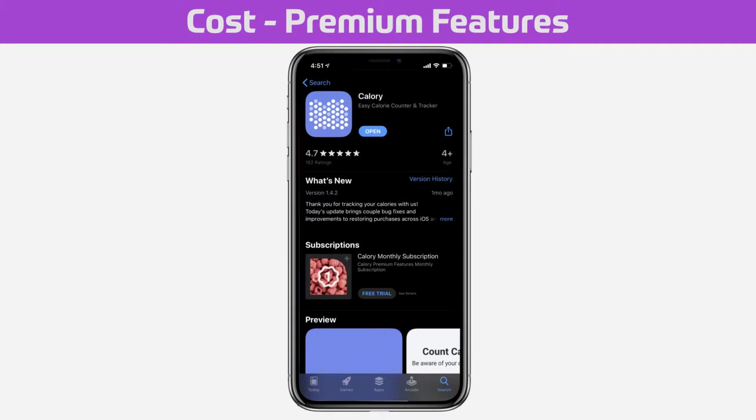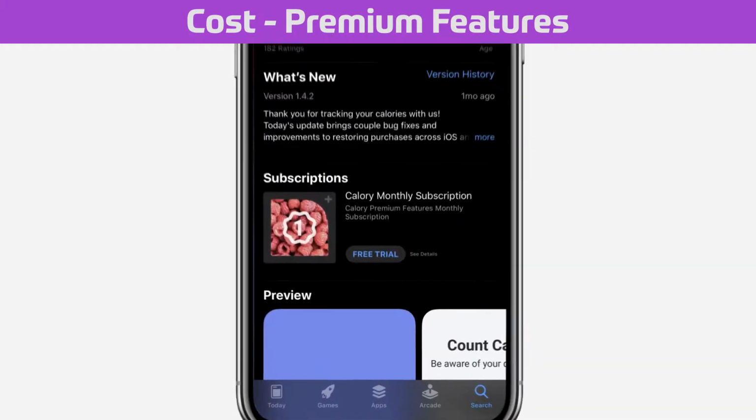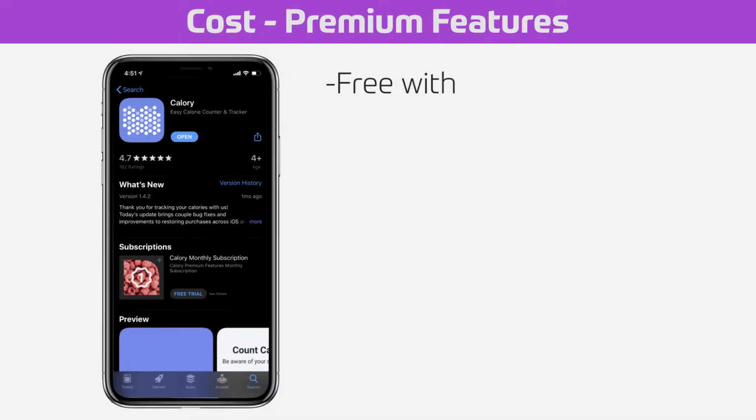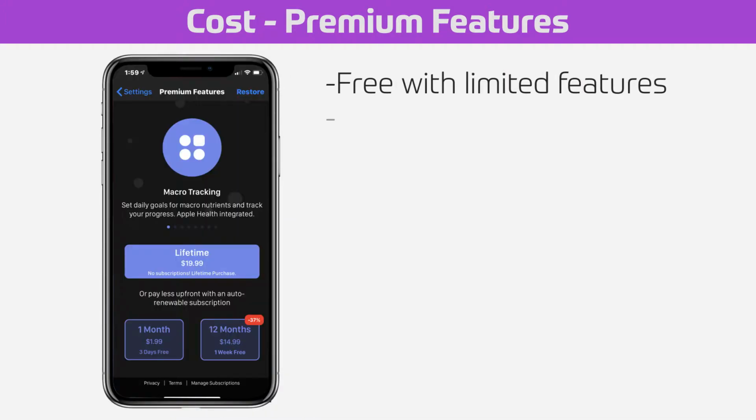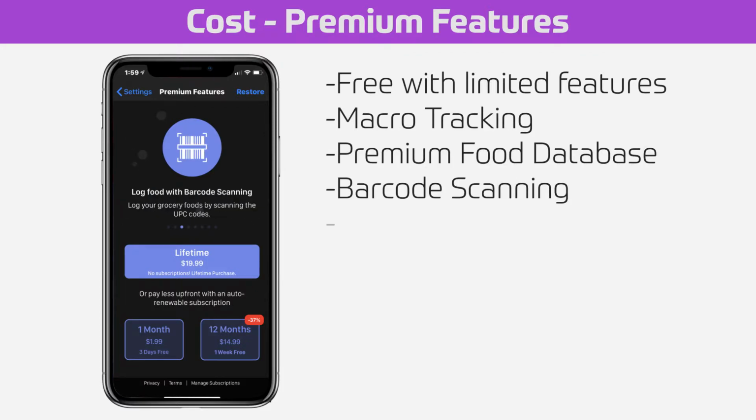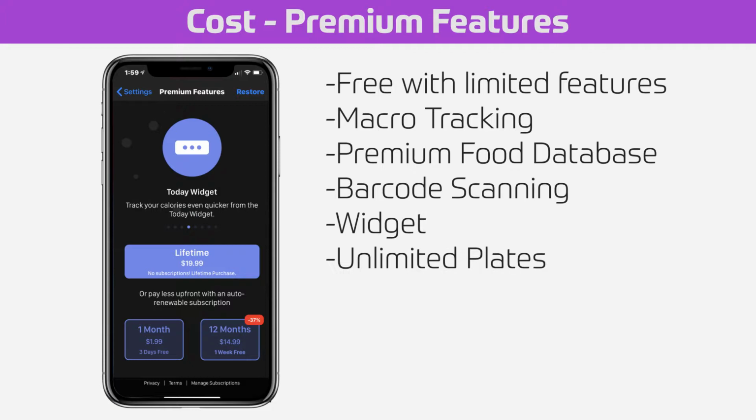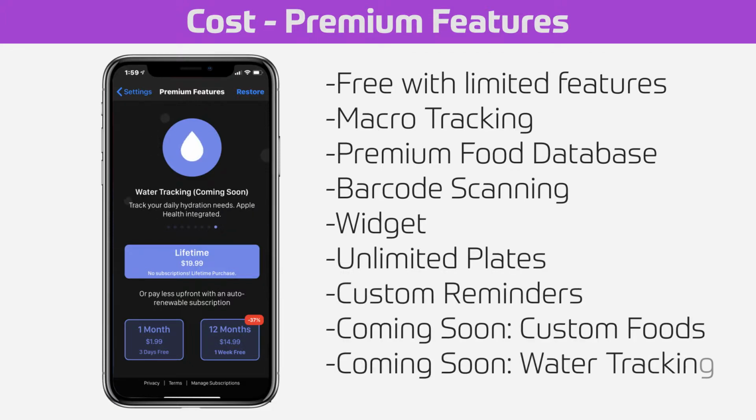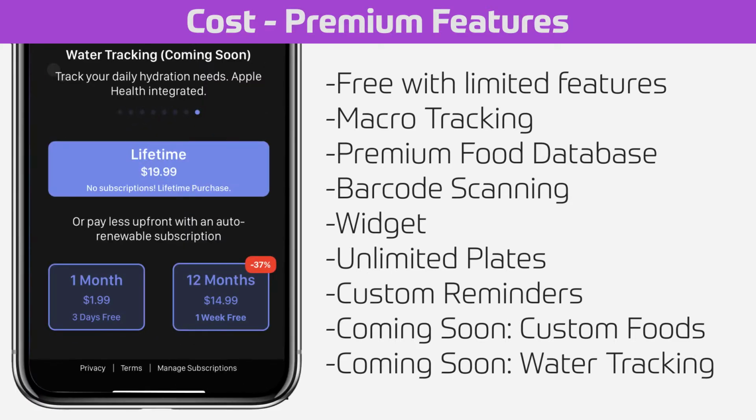I actually paid $3 for this app, which is well worth it, but I was afraid they would go subscription based, and it looks like they have. It's free with limited features. For the premium, you enable macro tracking, premium database, barcode scanning, widget, unlimited plates, custom reminders, and coming soon, custom foods and water tracking. You can try it out for a month for $1.99, then decide if it's worth paying a yearly subscription or a lifetime purchase.